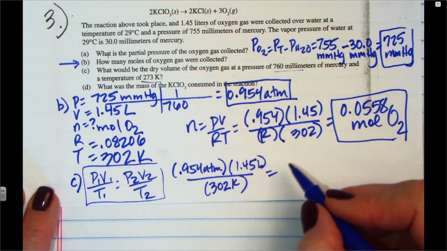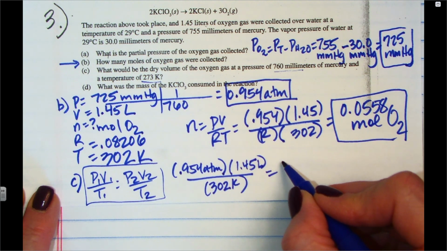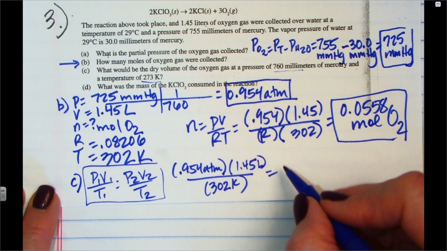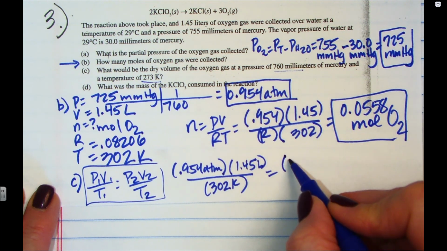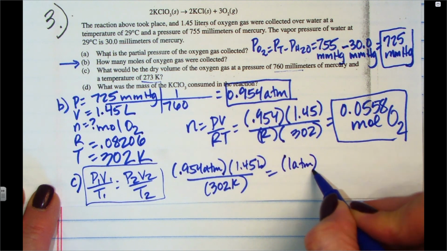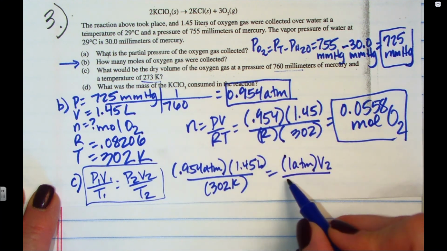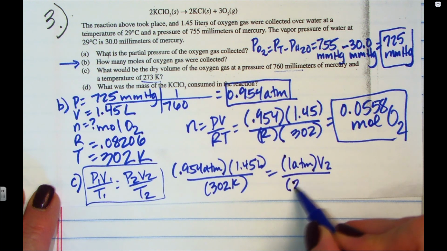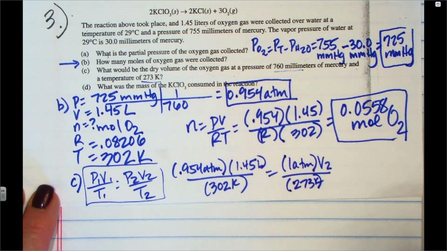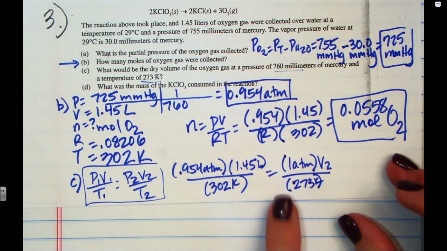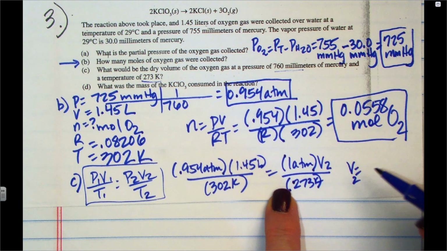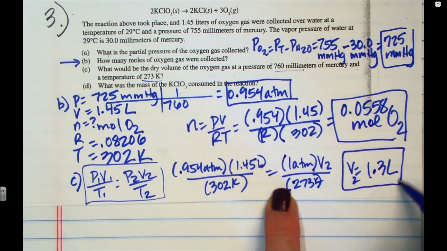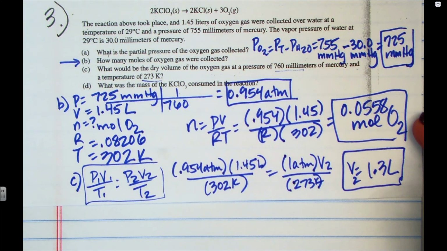But now they're wanting to know what is the dry volume if you have STP. Pretty much. So you have 760 millimeters of mercury, which is, again, 1 atmosphere. V2 is what you're looking for. And with the new temperature, which is 273 Kelvin. So you're solving for V2. I don't have a lot of room here, so I'm just going to cross multiply. You're going to isolate your variable for V2. So for part C, you would get 1.3 liters. That would be the volume of that dry gas at STP.